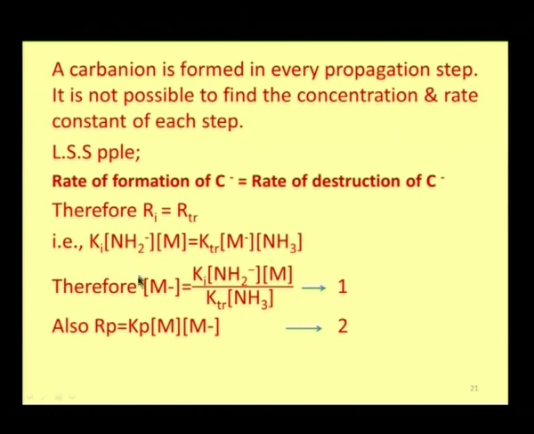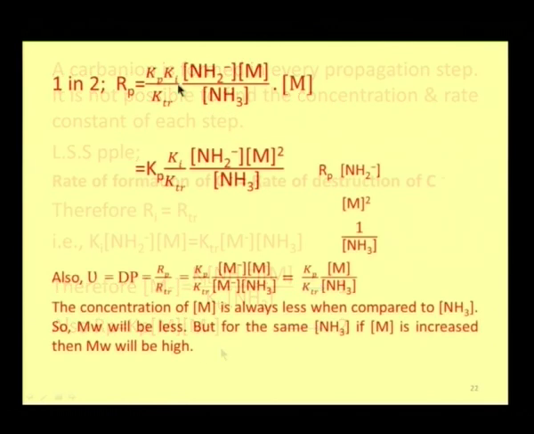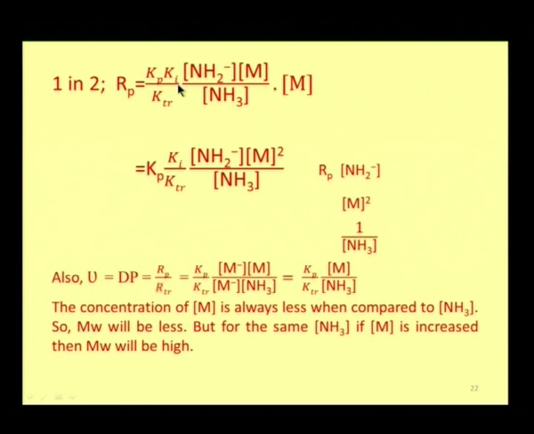Now, by substituting this M minus concentration from relation 1 in the second equation, that is the rate of propagation relation, we have Rp equal to Kp Ki by Ktr multiplied by the NH2 minus concentration, M concentration divided by the NH3 concentration, multiplied by the M concentration. Finally, we end up with a relation like this.